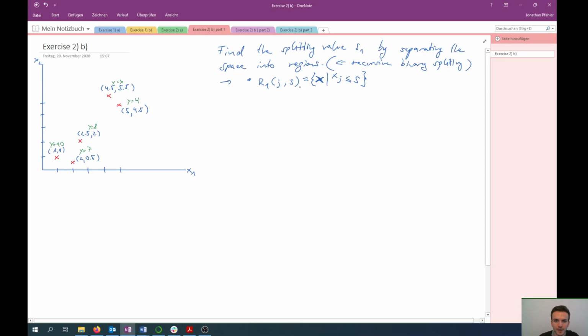and R1 are all the points of the feature space where the criterion that the respective point is smaller than our split value is met. So we have a certain split value, and everything that is smaller than this value, every point belongs then to this set.